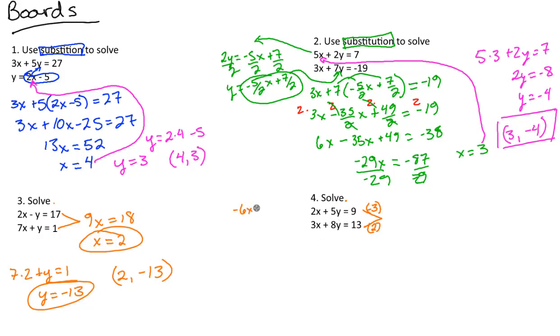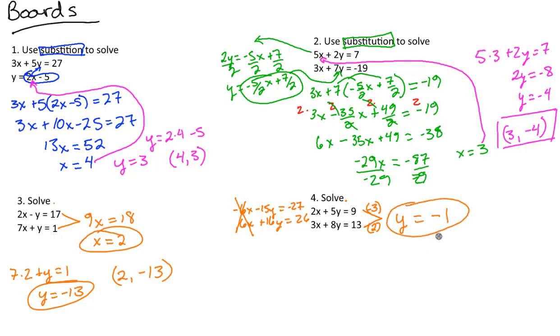Negative 6x minus 15y equals negative 27. And this one is 6x plus 16y equals 26. Huh, look at that. Okay, so if we add them, negative 3 times 2 and 2 times 3, that gives us 6 and negative 6. The x's are gone when we add them together. Negative 15 plus 16 is 1y equals, and then negative 27 plus 26 is a negative 1. So y is negative 1.